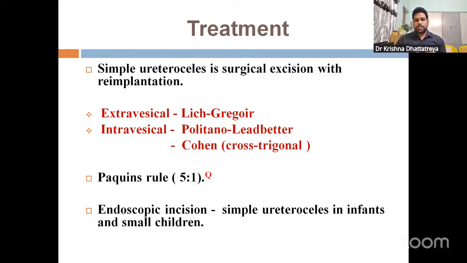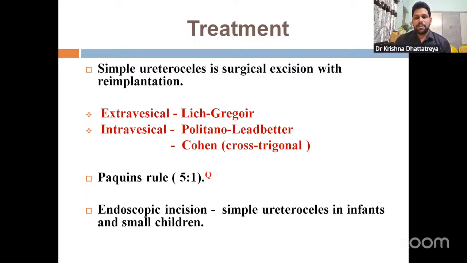Another important question here is Paquin's rule. Previously, they used to follow this Paquin's rule. That means the length to breadth, particularly the intramural length of the ureter, should be 5 times more than the diameter of the ureter. That is Paquin's rule. This should be followed while you are performing the reimplantation of the ureter. But recent studies have shown that 3 times the diameter, that is a 3:1 ratio, is adequate and enough, because Paquin's rule is overestimating the length of the intramural ureter. So this is about Paquin's rule.